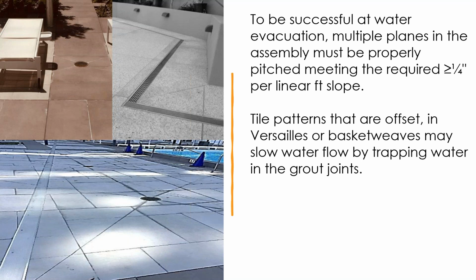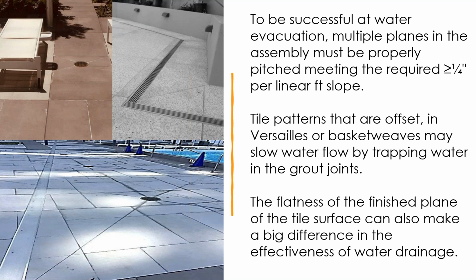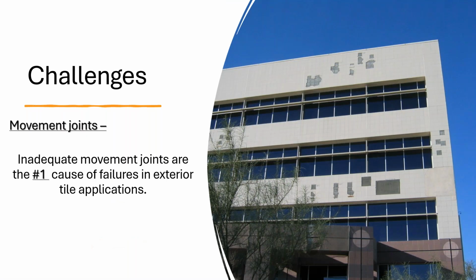Tile patterns like the Versailles or a basket weave pattern will slow down that water flow just by the sake of the grout joints. So it will take longer for those patterns to drain than it would, maybe, some of the other more linear patterns. And in addition, the surface texture of the tile itself can also make a big difference in how effectively that water drains. These are all minor considerations that go into the product selection process that can have a huge impact on the final installation.